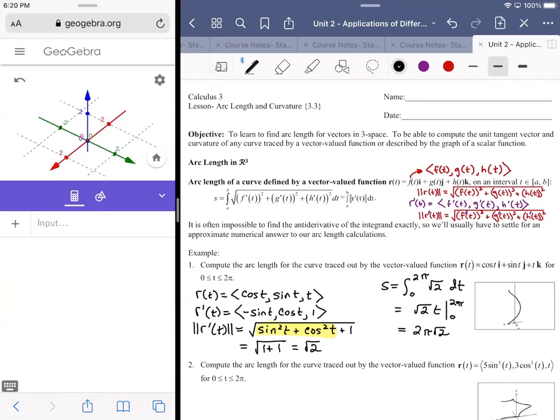After the line of r prime of t, did you change the negative sign of t to just sine squared of t because you squared it? Yeah, exactly. Okay. Yeah, no problem.